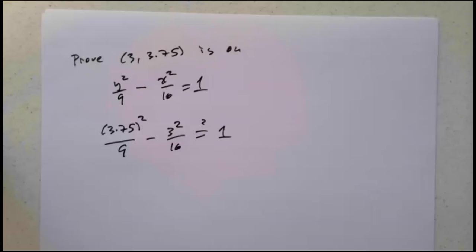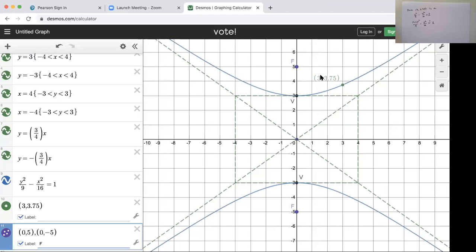Now, what do we want to do with that? Again, we want to show the distance from that point to this focus, and the distance from this point to that focus. Point to focus, point to focus. And we want to subtract those. So the point is (3, 3.75). I want the distance from (3, 3.75) to the first focus, which is at (0, 5). And then I want the distance from that same point to the other focus down here, which is (0, -5).